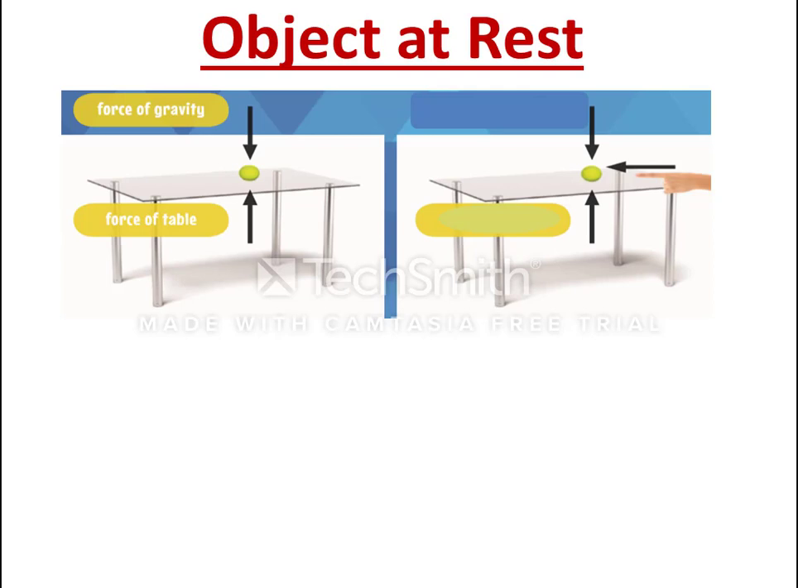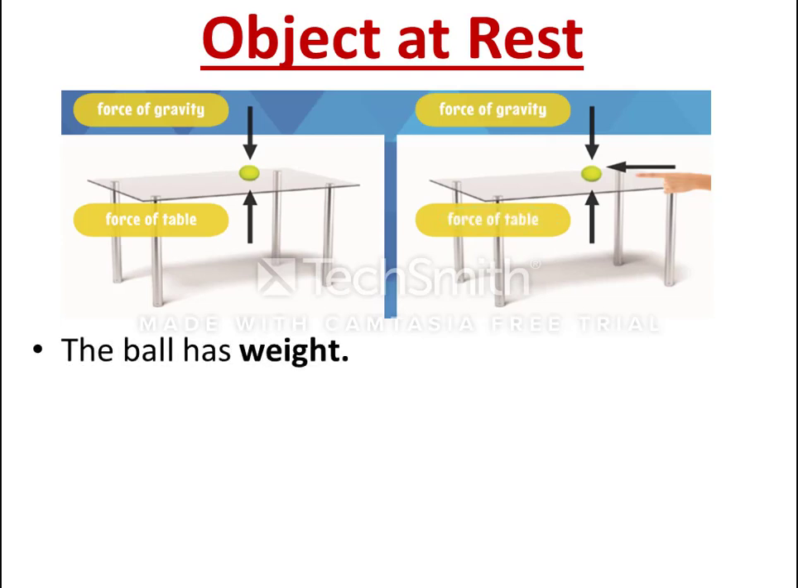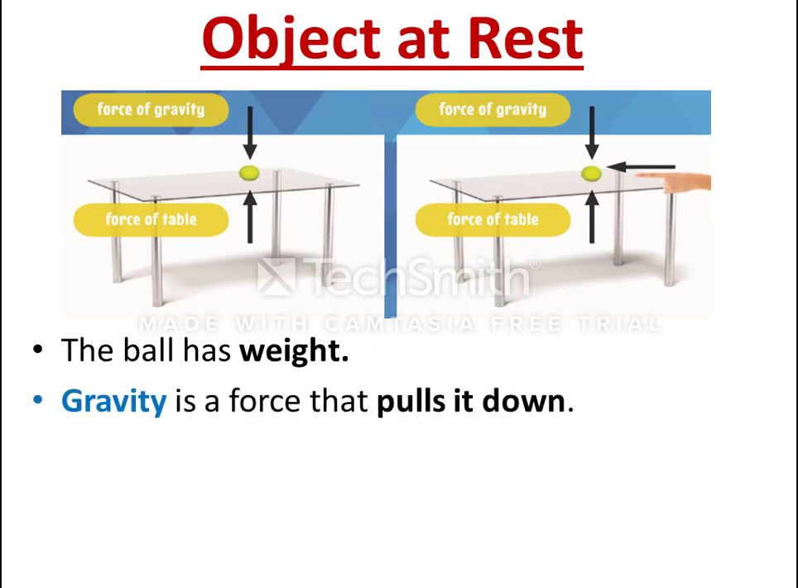But can we see any of these? No. And that's why we can see that the ball is not moving. Also in the other picture, let's do it again. What is the arrow coming from up to down? What is trying to pull the ball down? Yes, it's the gravity. And what is pushing the ball up? Yes, it's the force of the table. So, the ball has weight? Of course it does. Gravity is the force that pulls it down, and gravity is going to tell us the weight.